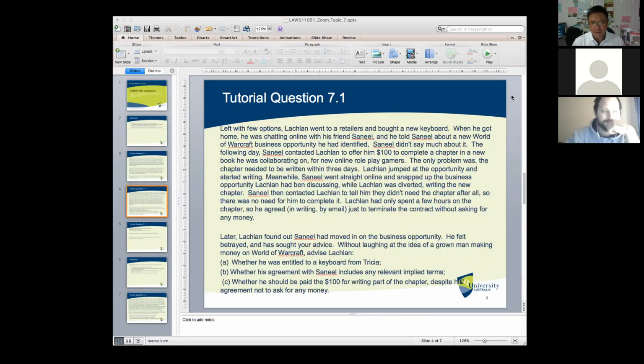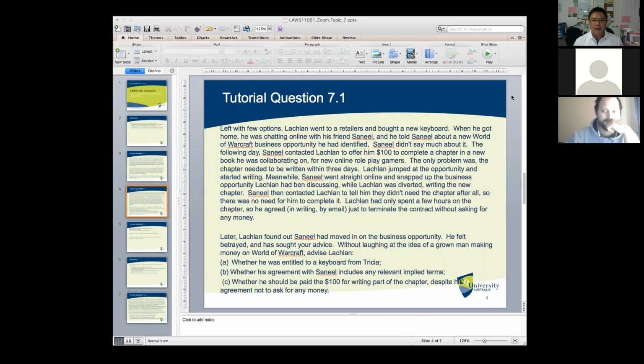Okay, so that's difficult. So in this case, if the question is whether or not an implied term could be read into the contract, that Sanil cannot profit from the business opportunity without including Lachlan, the answer would be no. The agreement between Sanil and Lachlan wouldn't have included an undertaking on the part of Sanil not to exploit the business opportunity for himself. That cannot be implied.